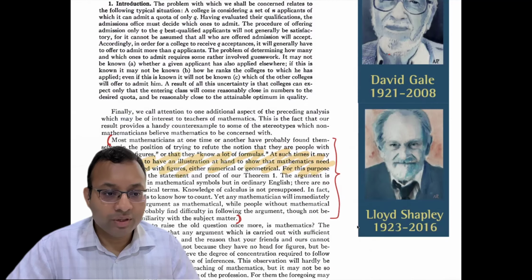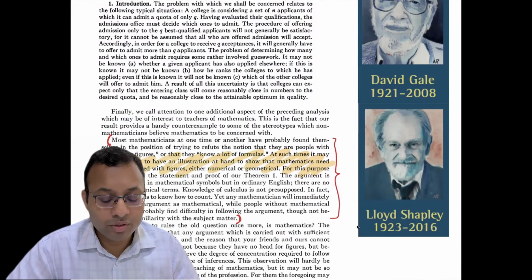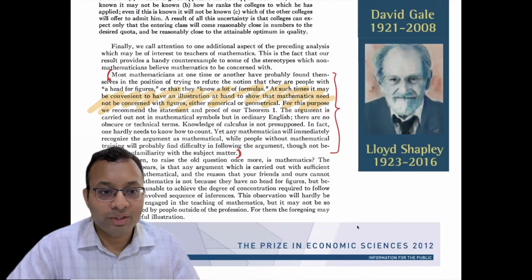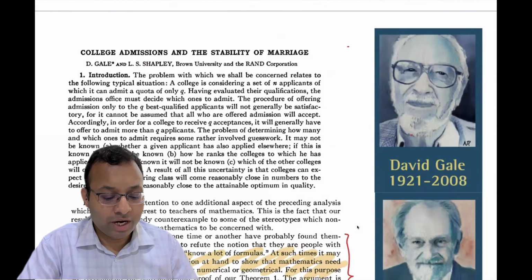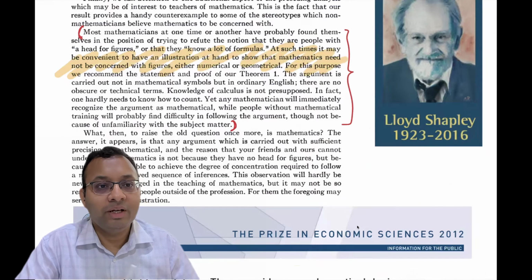The reason I chose this to be the first algorithm of the course is also to highlight algorithmic thinking. And this is from the original paper, College Admissions and the Stability of Marriage, by Gale and Shapley. And they wrote this paragraph. Let me read this.